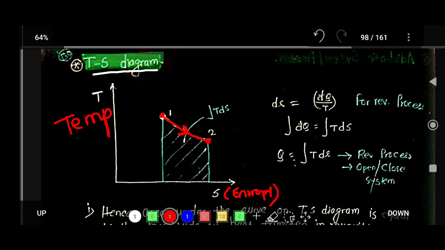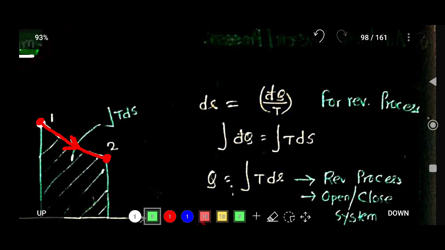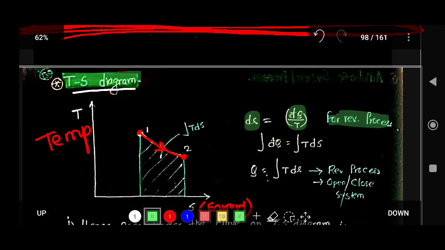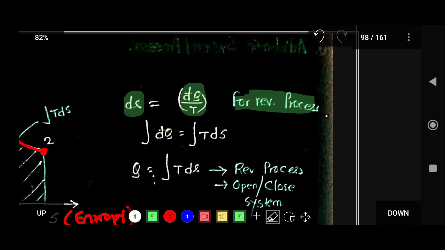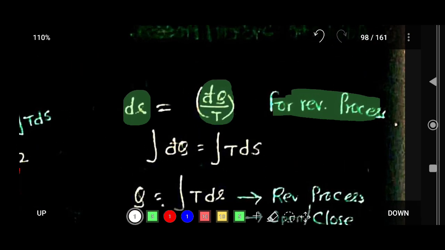In the last lecture we covered that if you want to calculate the entropy change, dS is equal to del q by T for a reversible process. So consider this process, which is irreversible, and consider this other process as reversible. Here you can say that del q is equal to T dS.